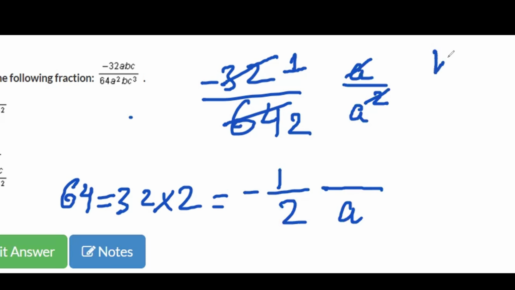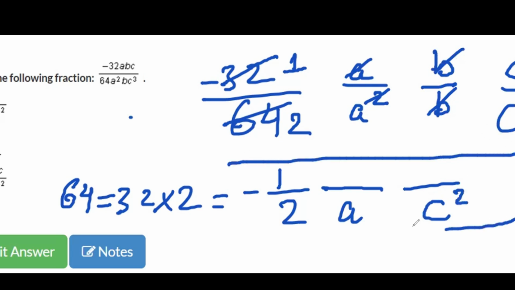What about b and b? b divided by b is 1, they cancel each other out. What about c and c power 3? In the denominator, this is c times c times c, 3 times. If you cancel 1c with 1c, you will have left over what? c power 2 in the denominator.